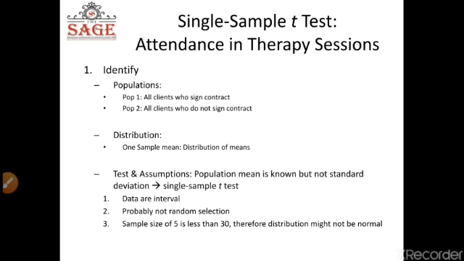So what do you identify? You identify population. Population one is all clients who sign the contract, and population 2 is all clients who do not sign the contract. Distribution: one sample mean, a distribution of means is going to be there. Test and assumption: population mean is known but not standard deviation, because it is a single sample t-test. So population mean is given to you. Data is at interval level, probably not random selection. Sample size of 5 is less than 30, therefore the distribution might not be normal.